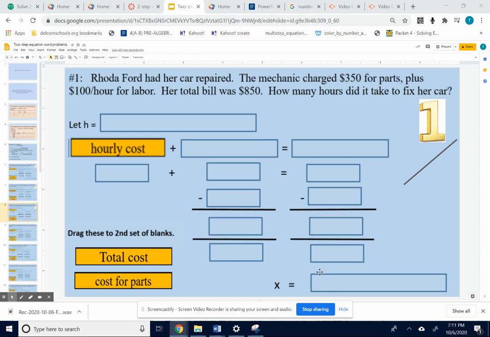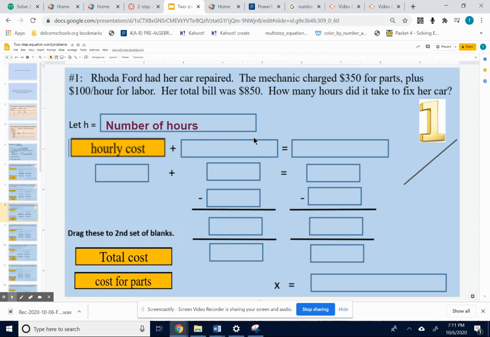Okay, so we read the problem. Now try to figure out what it is they're asking you for and let a variable equal that. See here it says how many hours did it take? So I just chose the variable H because hour starts with the letter H. So H represents the number of hours.